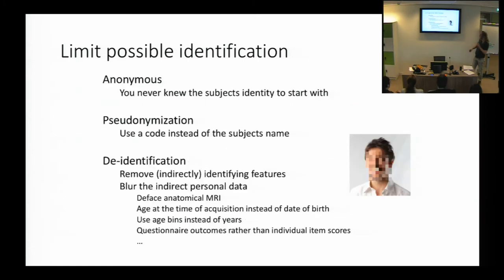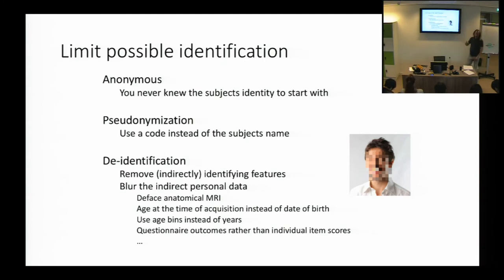So let's look at the three terms that I already mentioned. On the one hand, we have anonymous. Anonymous means that you never knew the subject's identity to start with. And it's quite challenging to record anonymous data. Anonymous data would be if you would interview people on the street and just write down the answers. That would be pretty much anonymous. But as soon as you start collecting data through the internet with web forms that subjects have to fill out, then it's not totally anonymous anymore, because then you would have their IP address. So anonymous is really hard to achieve with the type of data that we work with.